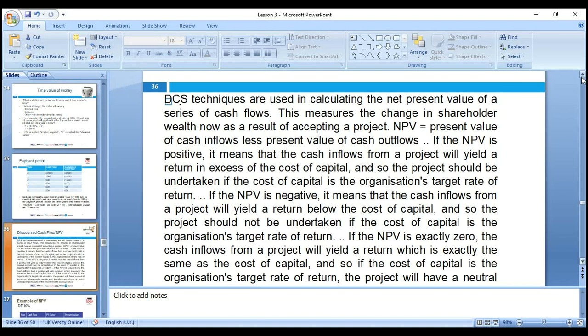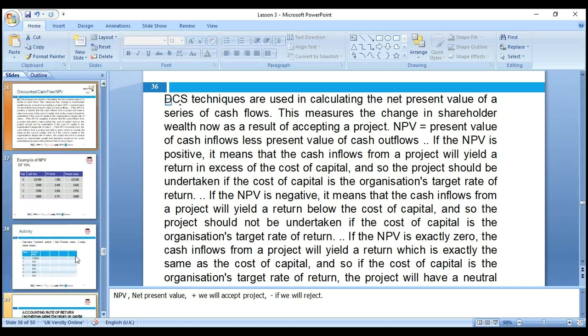Okay, next we're looking at the discount factor. Discount factor is like depreciation, because every money we get, the money drops in value. NPV stands for net present value. If it is positive, we will accept the project. If it comes negative, we will reject the project. We're not going to invest in it.